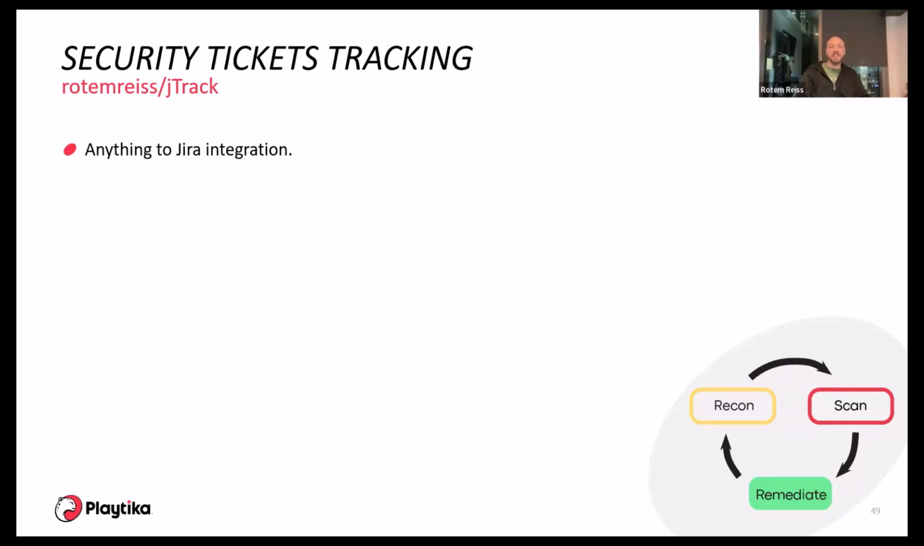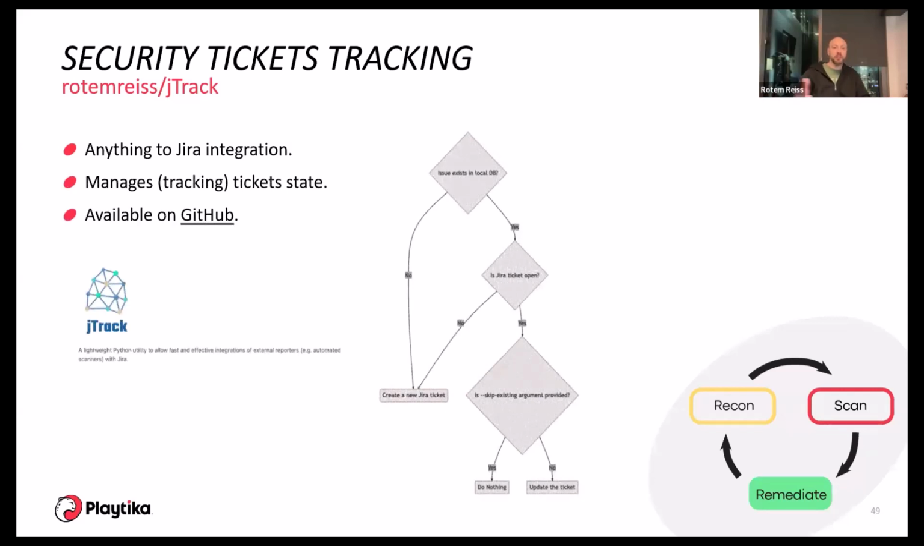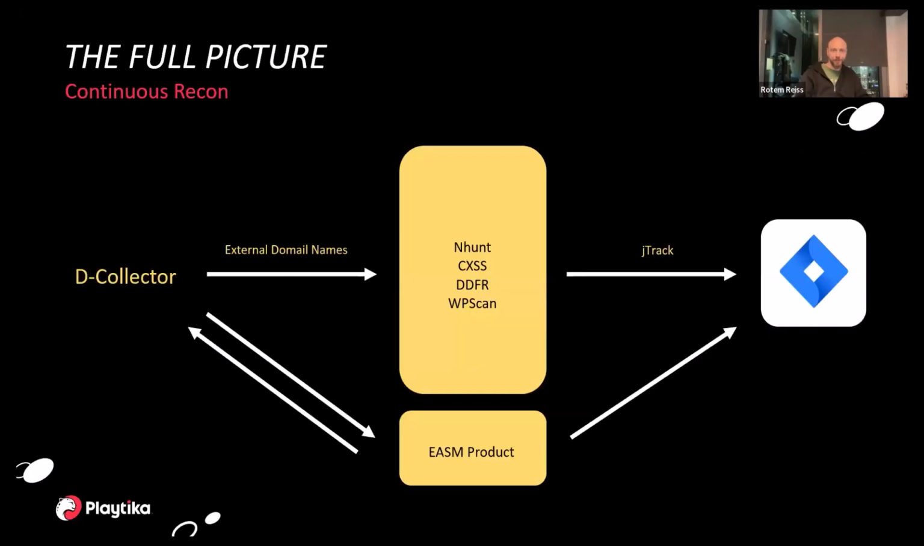It doesn't matter what your scan is or what you want to open in your Jira, you can connect anything to Jira with a simple CLI command. It's available on GitHub, and the secret sauce is that it manages and tracks the ticket's state, and this is the hard part, so I won't open the same ticket over and over again. It just manages the state of the ticket. So this is part of the remediation phase.